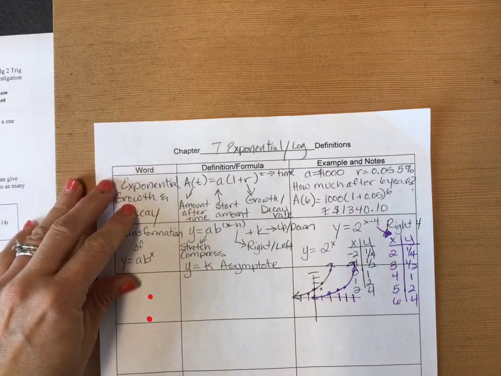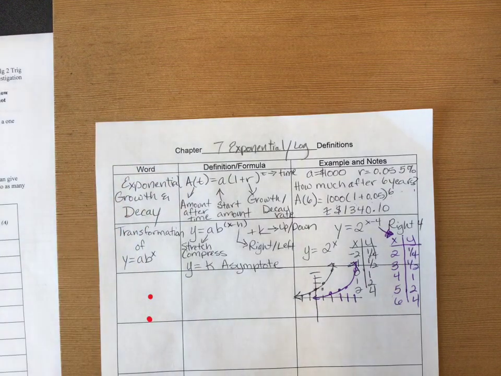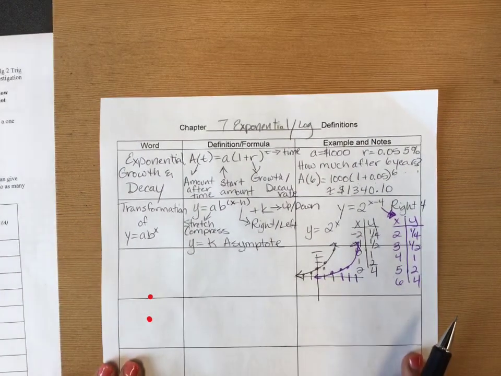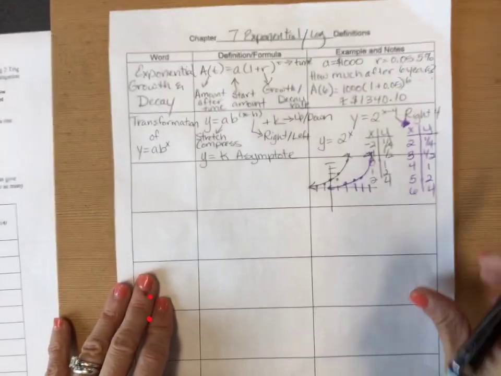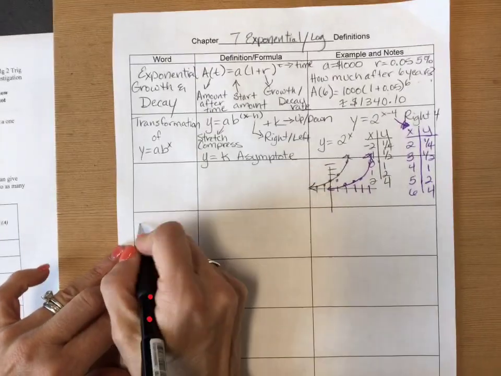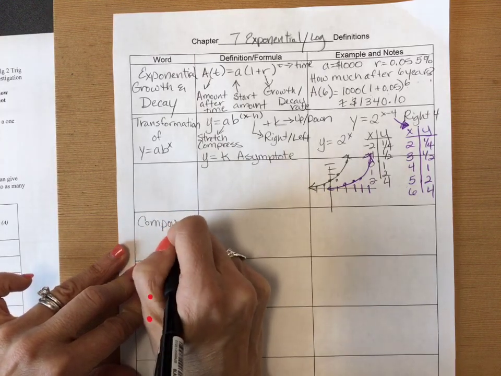This equation can be used with any kind of exponential growth or decay, whether it's animals reproducing or you're talking about money. And we're going to be really specific today where we're pretty much talking about money or investments. So we want to talk about first compound interest.